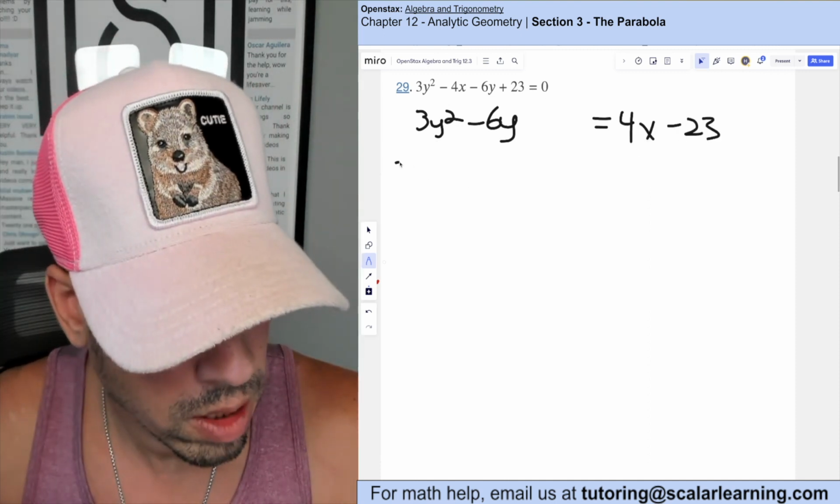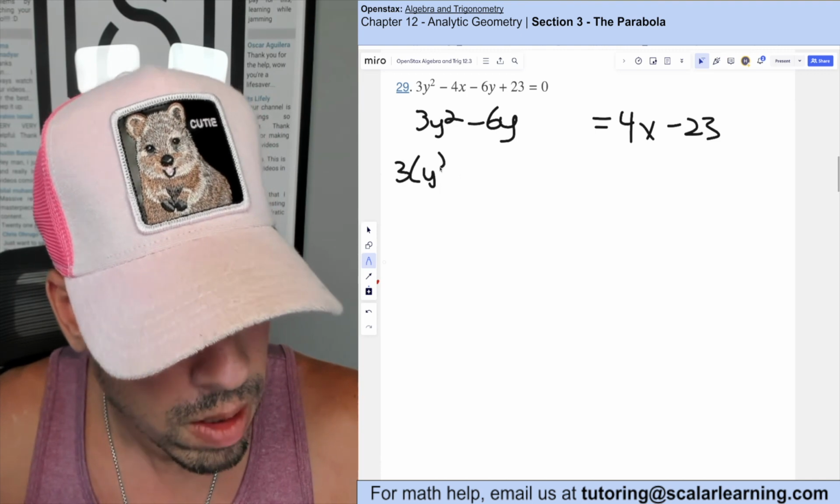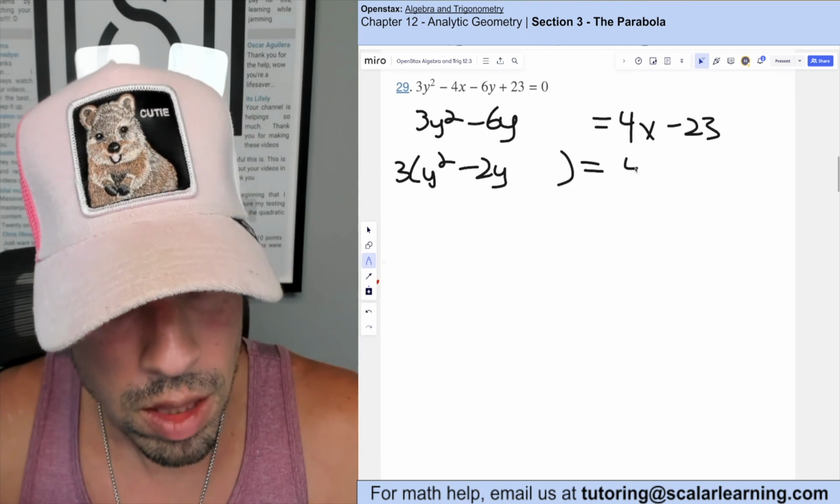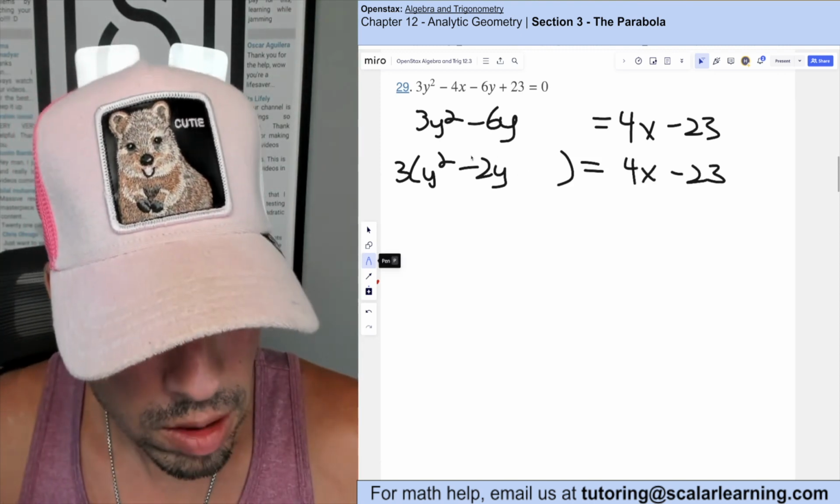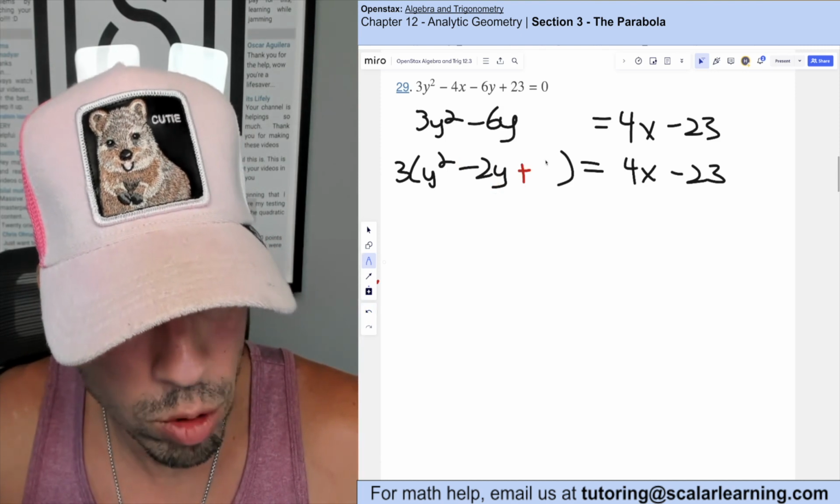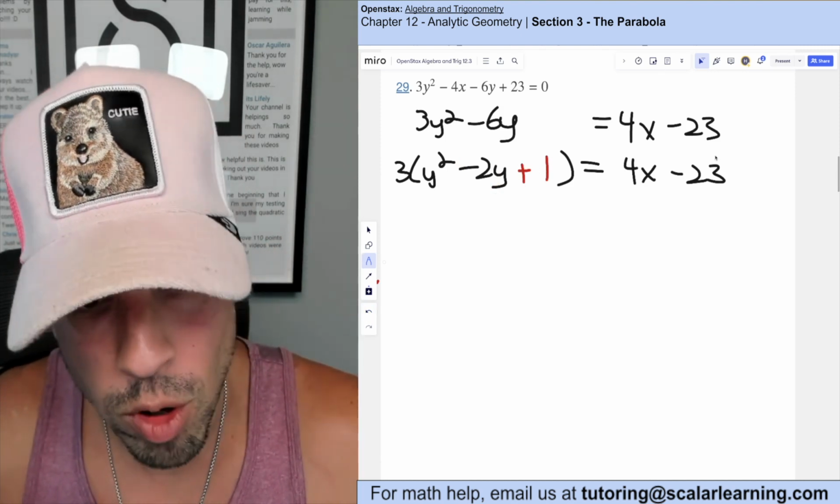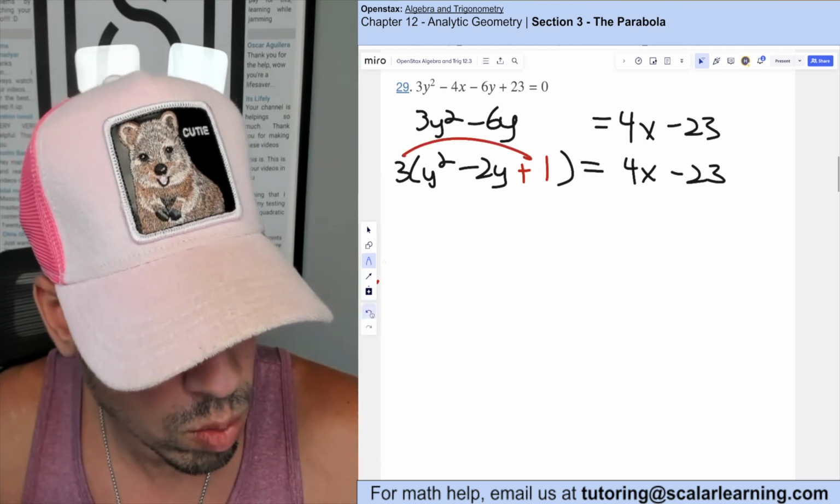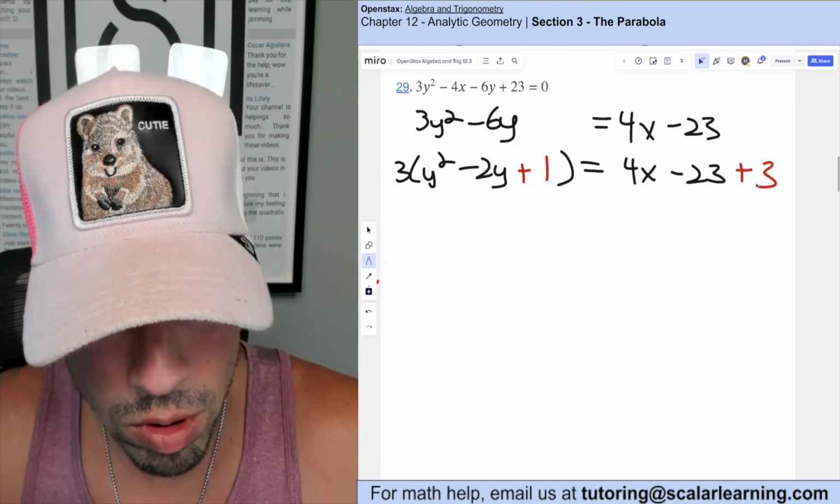Okay, so first thing, I got to factor out a 3 over here. So it's y squared minus 2y, leave a little bit of room. And then we still got this. Then I'm going to complete the square. We're going to take half of this value, which is -1, square it, which is 1, and add that here. But we also must add it to this side, remembering that that's really a 3 times 1, which is 3. So we got to add 3 over here.